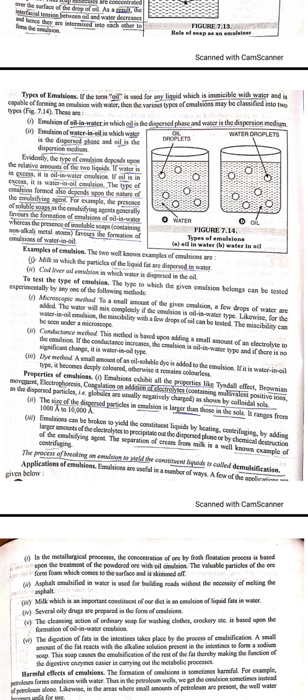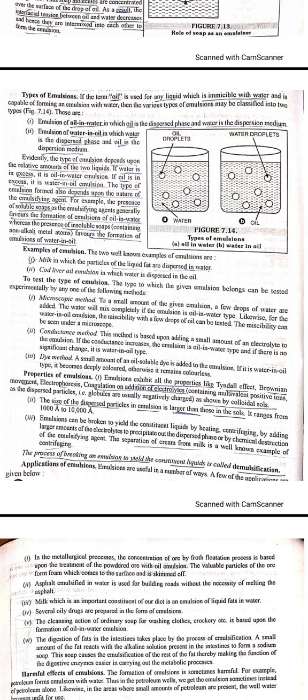Then our applications of emulsions are useful in a number of ways. A few applications are given below. First one is in the metallurgical process. The concentration of ore by froth flotation process is based upon the treatment of the powdered ore with oil emulsion. The valuable particles of the ore form a froth which comes to the surface and is skimmed off. Second, asphalt emulsified in water is used for building roads without the necessity of melting the asphalt. Third, milk, which is an important constituent of our diet, is an emulsion of liquid fats in water.